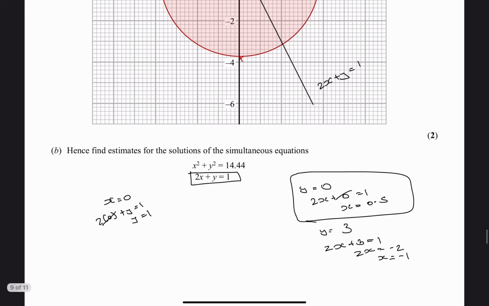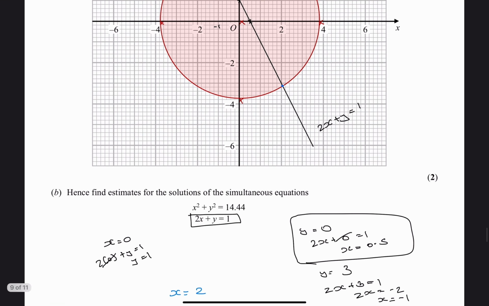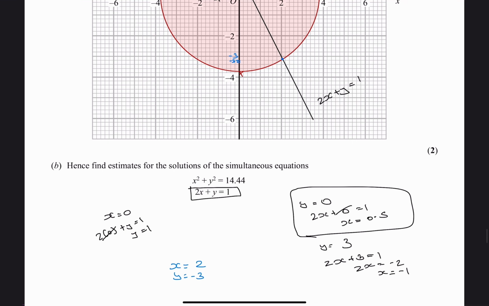Okay, and then what do they say? Estimate the solutions. So you want the x and y coordinates. What's the x and y coordinate looking like? It's probably here. So what's that? X equals, how much is it? It's about 2-ish. Y is, what is it? That's minus 3. This is minus 3.2. So y is minus 3.2.